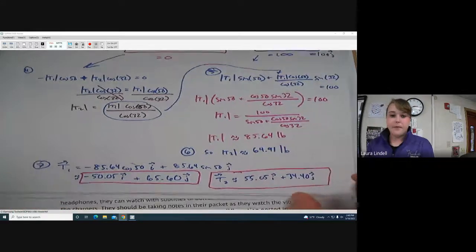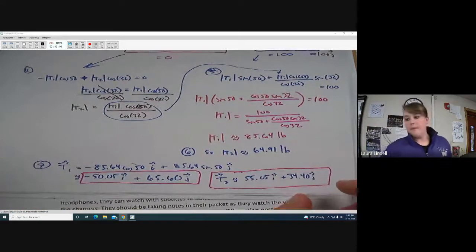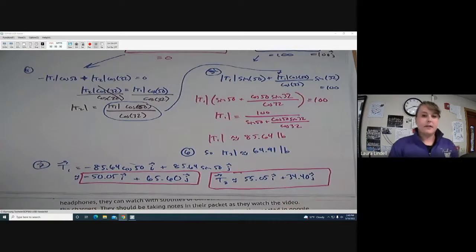All right. So there we go. Those are some examples of vector application problems with resultant force.